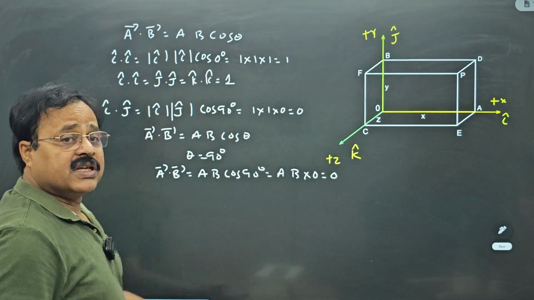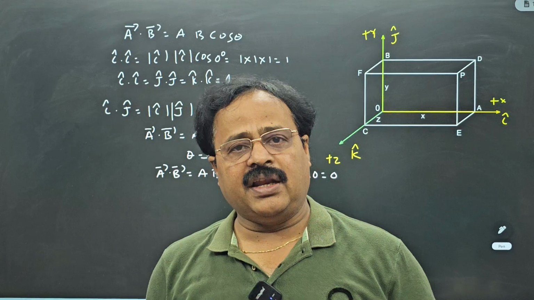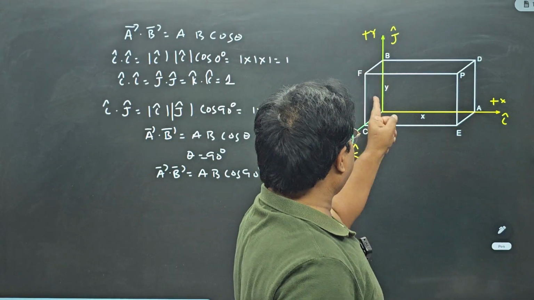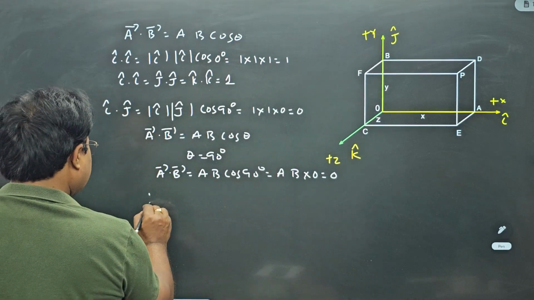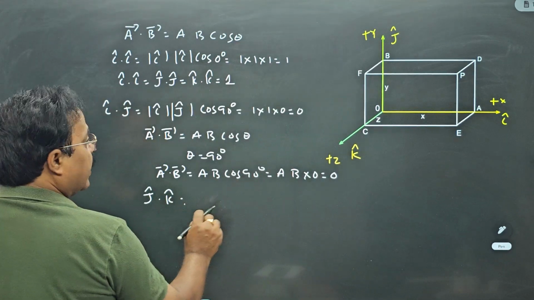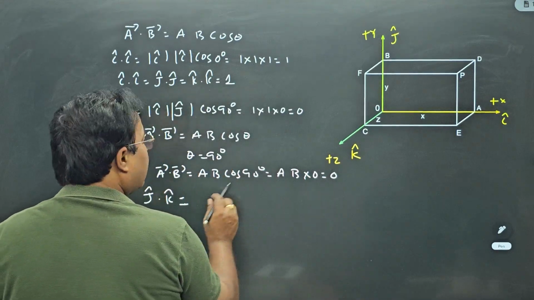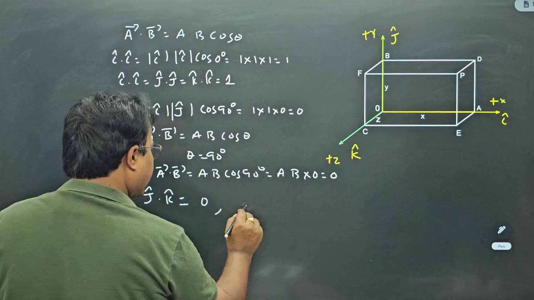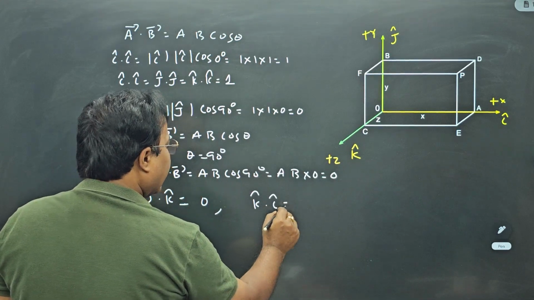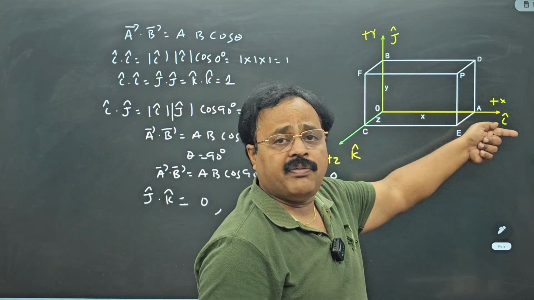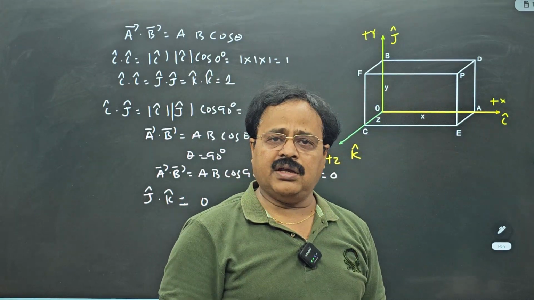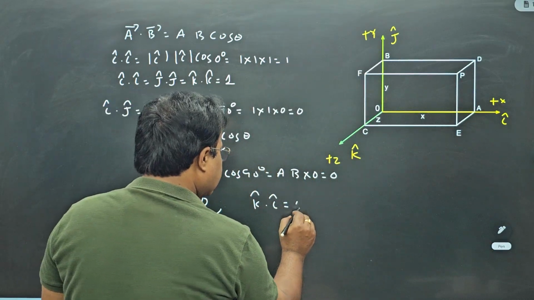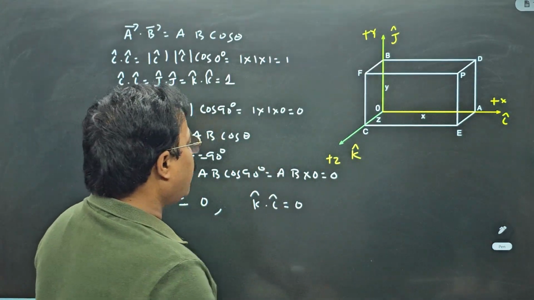It means if two vectors are acting at an angle of 90 degrees, their dot product will be 0. i cap and j cap, the angle is 90 degrees, the dot product is 0. Similarly, j dot k: the angle between the unit vector along the positive y axis and the unit vector along the positive z axis is 90 degrees. Therefore, this will also become 0. k dot i, or i dot k: the angle between k cap and i cap, positive direction of z axis and positive direction of x axis, is also 90 degrees. As the angle is 90 degrees, this also becomes 0.